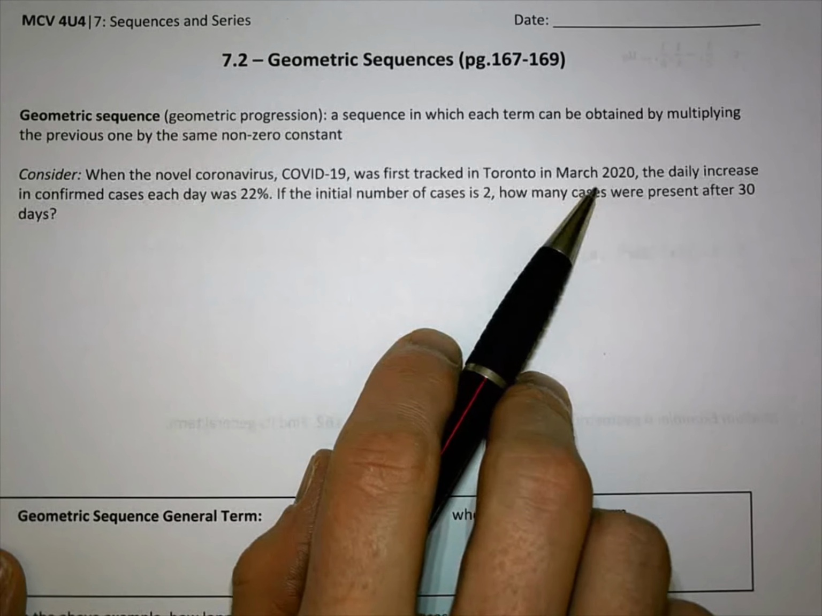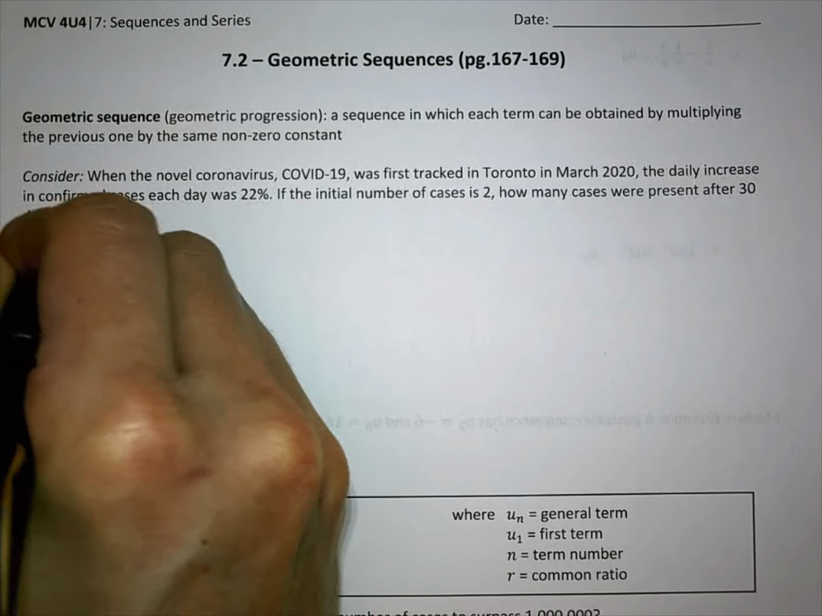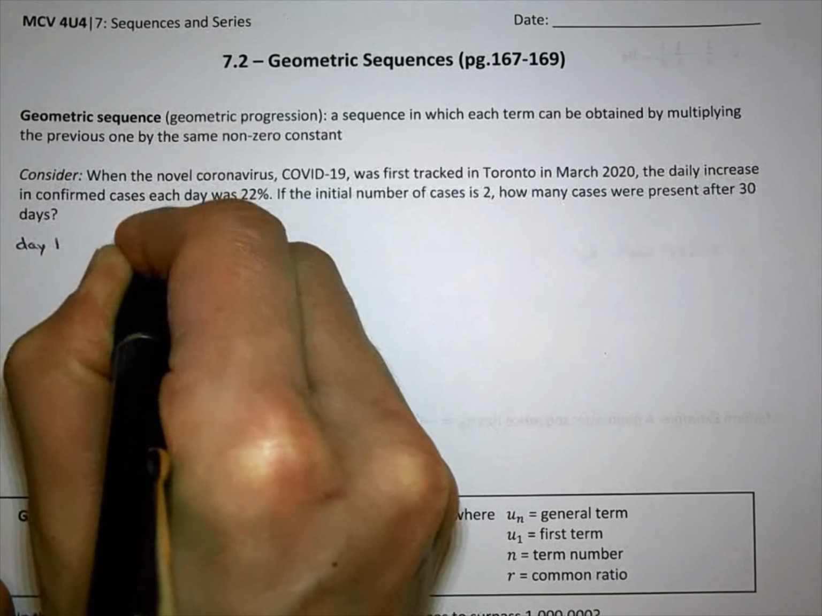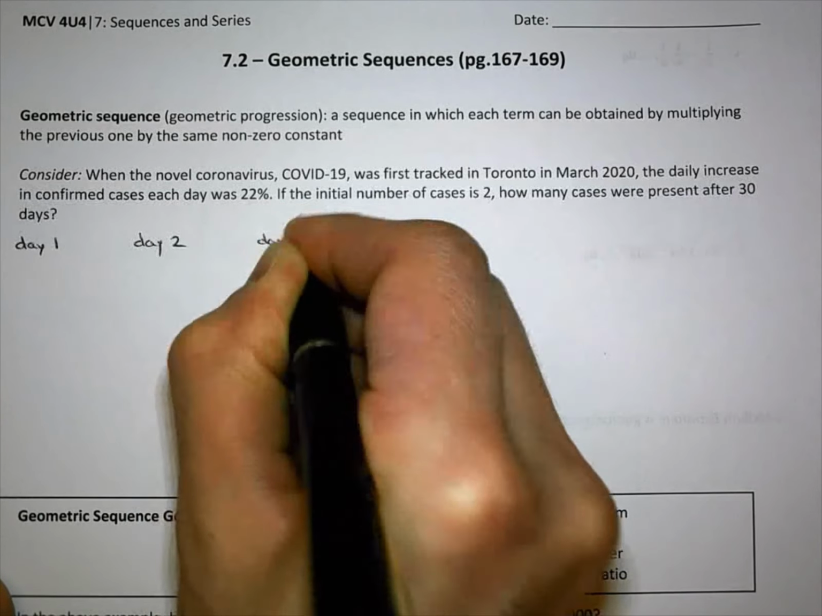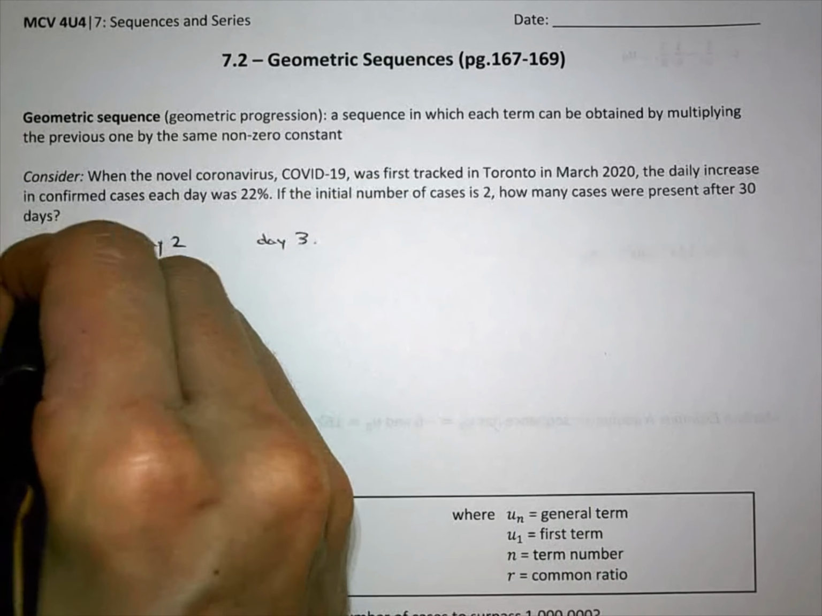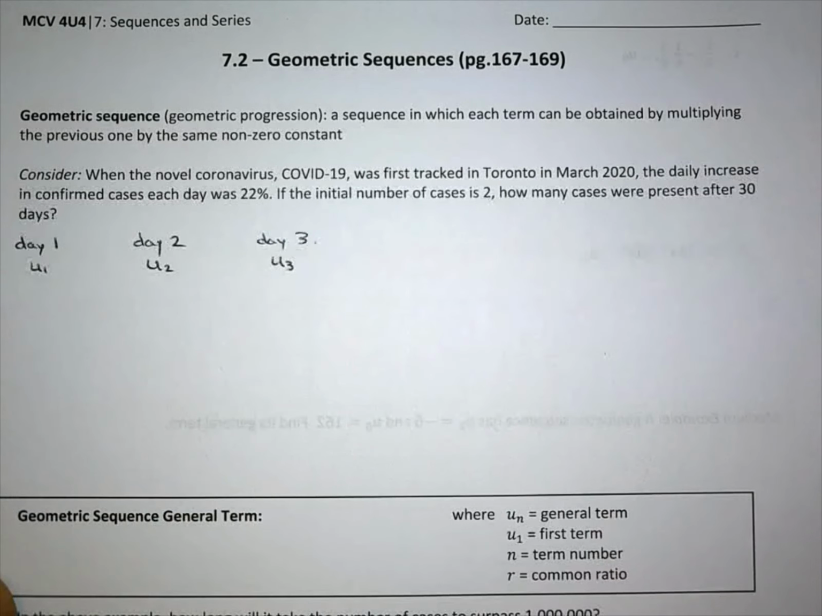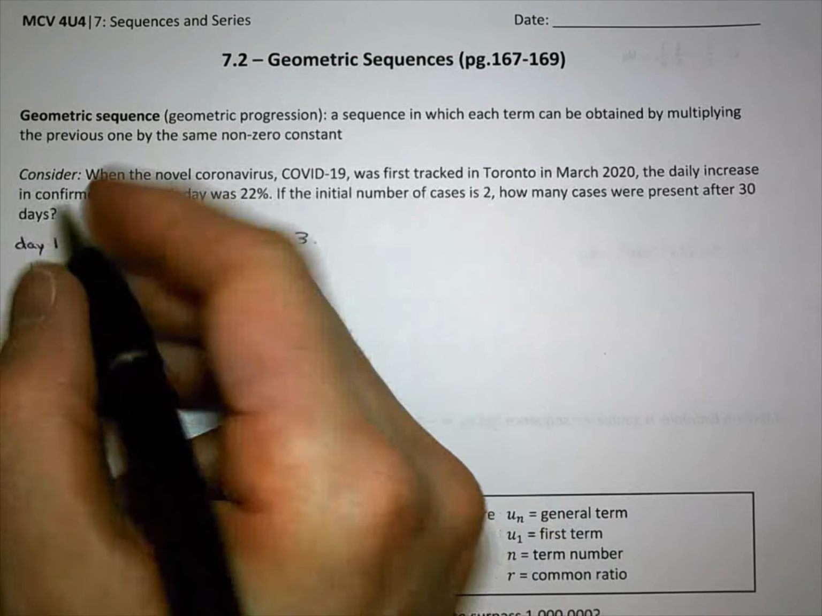So let's try to map this out. The first thing I'm going to do is try to understand what's happening here. So I have day 1, day 2, day 3. For our intents and purposes, we'll call this U1, U2, my favorite band, U3. Okay, now the first day we had 2 cases.